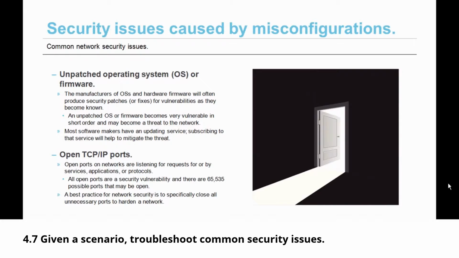Open TCP/IP ports are a security issue. Open ports on networks are listening for requests for or by services, applications, or protocols. All open ports are a security vulnerability, and there are 65,535 possible ports that may be open. A best practice for network security is to specifically close all unnecessary ports to harden a network.